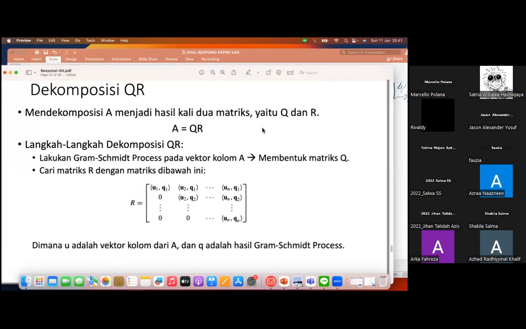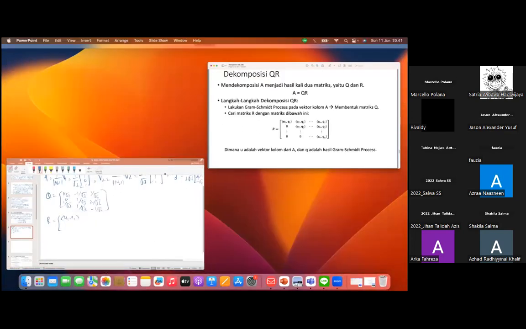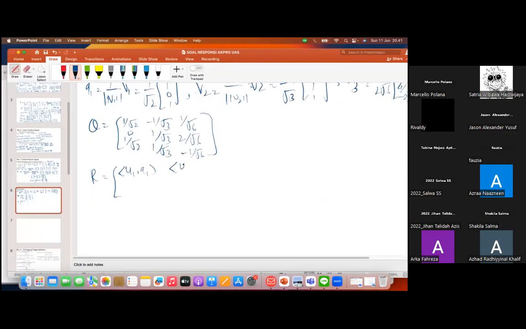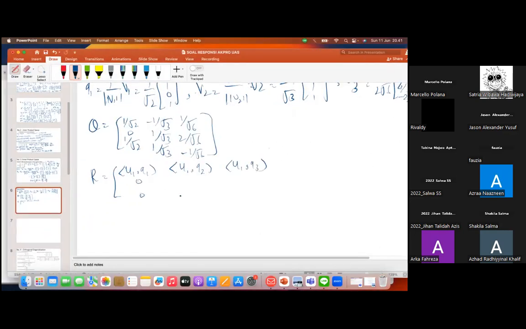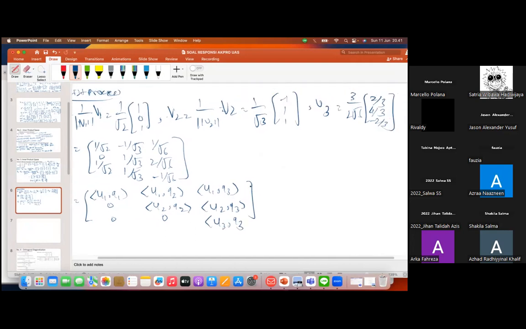And for your R, it is U1 comma Q1. This is QR. So it's U2 comma Q1, and so on. This is U1 comma Q2, U1 comma Q3. So we have 0, 0, 0. This is U2 comma Q2. This is U2 comma Q3. In the end, we have U3 comma Q3.